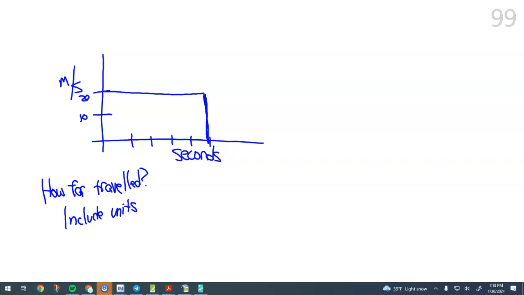This is a meters per second graph, so you're driving down the street and for some reason we're using meters per second instead of miles per hour. You go for 5 seconds, let's say. So this is 5. How far did you travel? 100 meters. So the unit is meters.